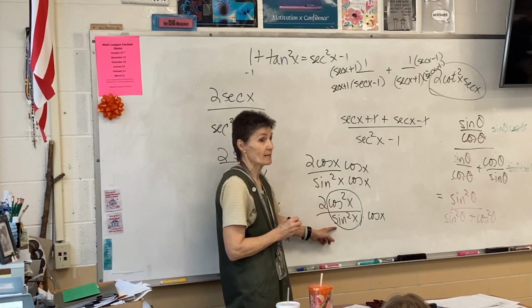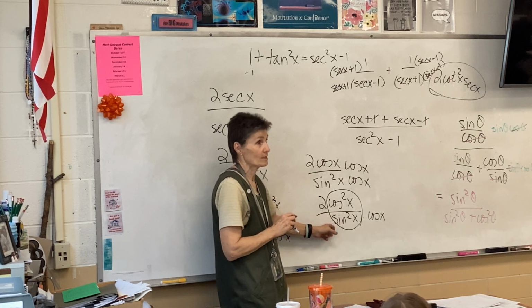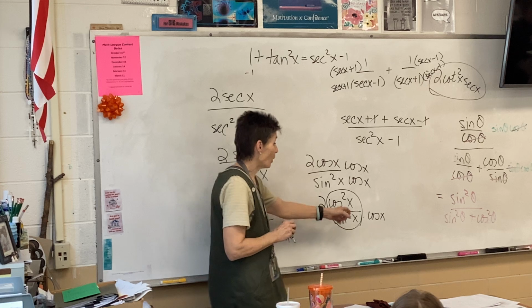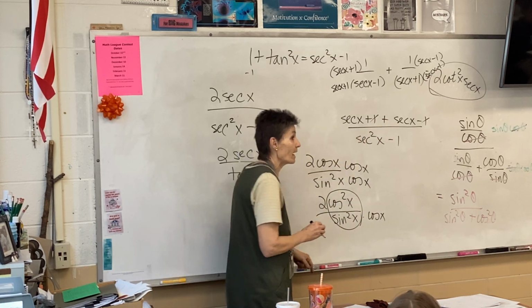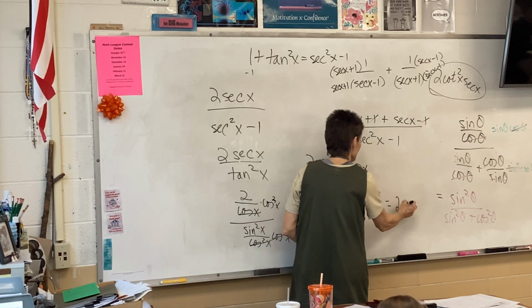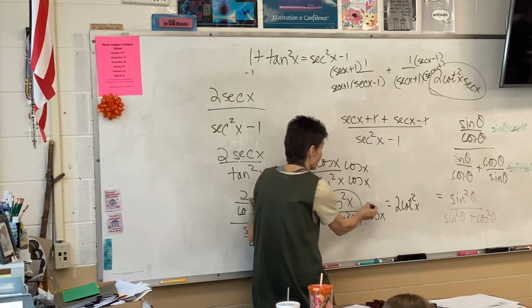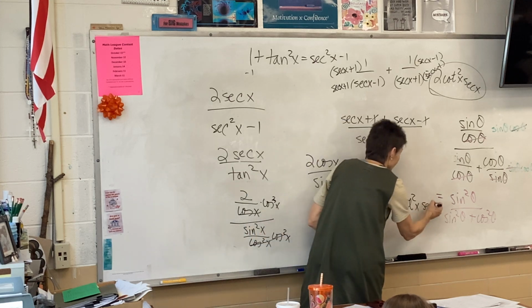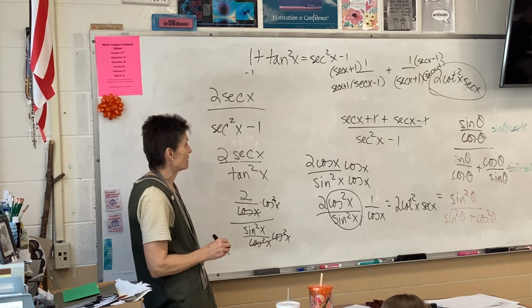Cosine squared over sine squared. Tangent squared. Cotangent squared. This is cotangent. Dang it. And what's 1 over cosine? See, so I got it. So this is 2 cotangent squared, that's cotangent squared, and this is secant. There might have been an easier way to do that problem. That was kind of tricky.